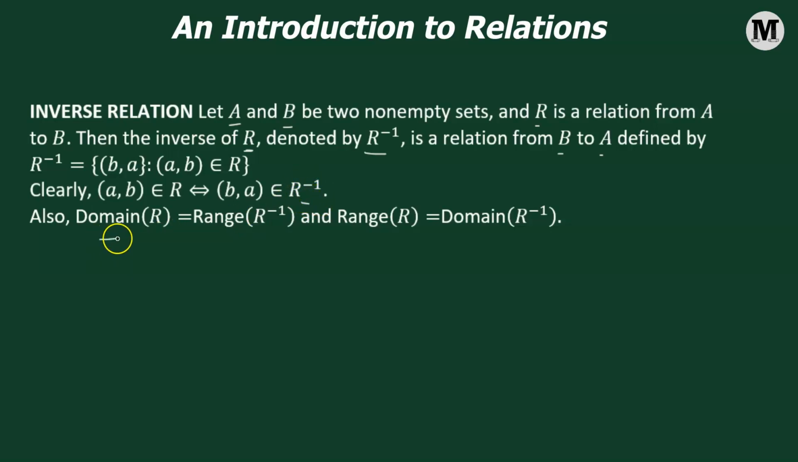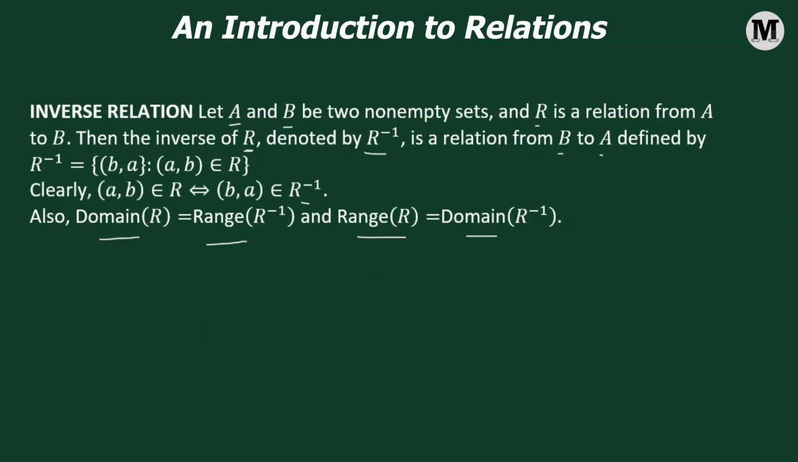And what we can say here is that the domain of the relation R is simply going to be equal to the range of the inverse relation R, and the range of R is going to be equal to the domain of the inverse of the relation R. This can be best understood by taking an example.